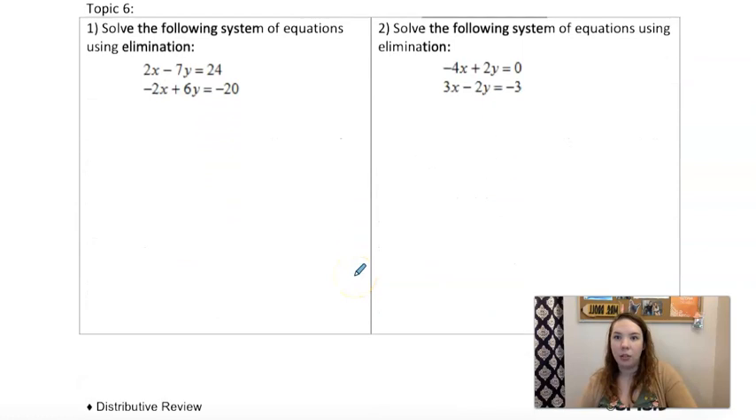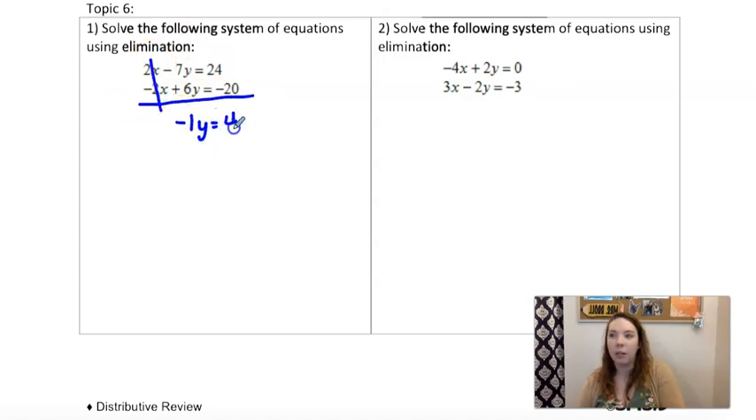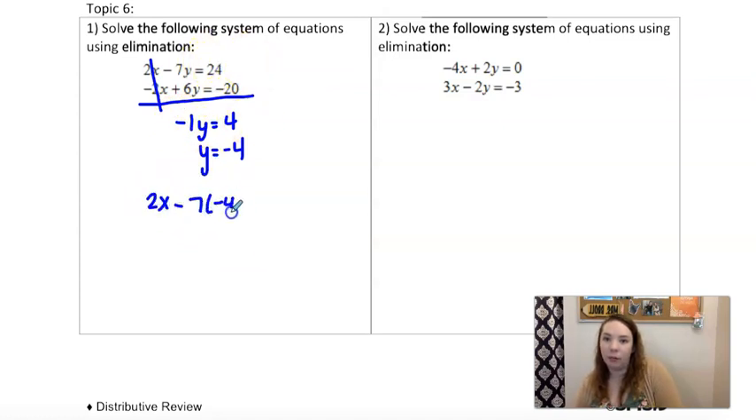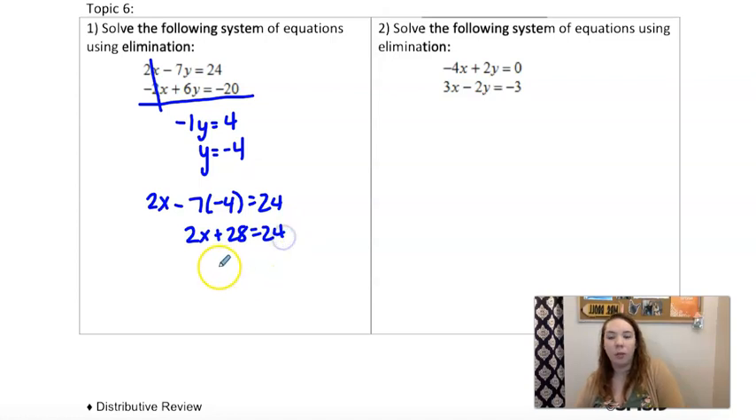All right, elimination. What's nice about these is they are already ready to eliminate. Your x's add to 0, so they cross out. And you end up with negative 1y equals 4, which makes y negative 4. And then at this point, we can plug it back into either equation. So this will be positive 28. Subtract 28 from both sides, you get negative 4. So x is negative 2.